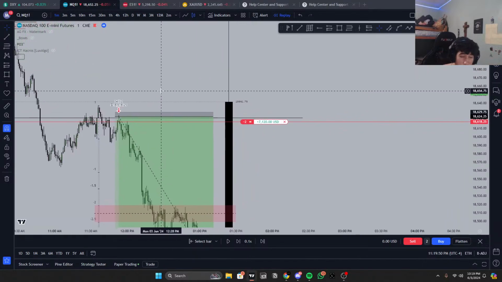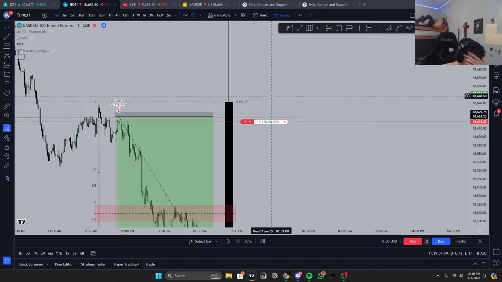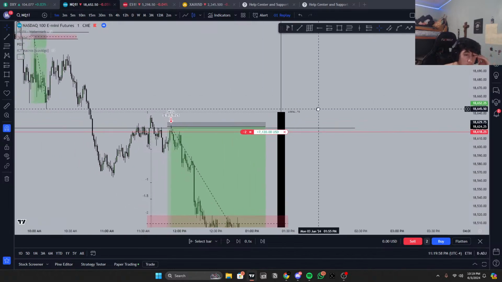Imagine copy trading 3 funded accounts. 7, 14, 21. That's 21K in one day.